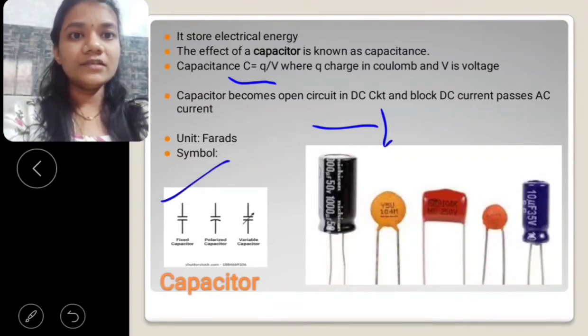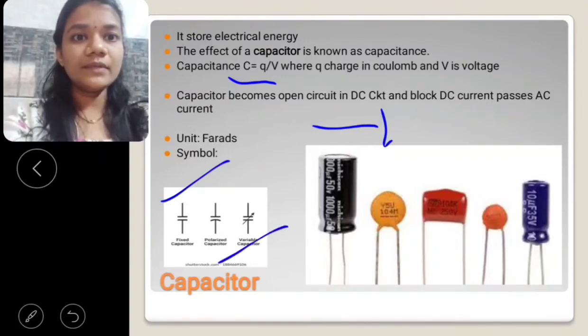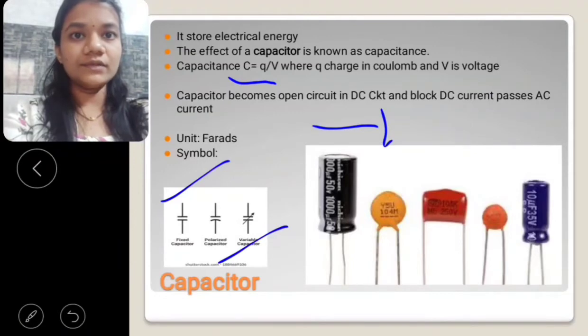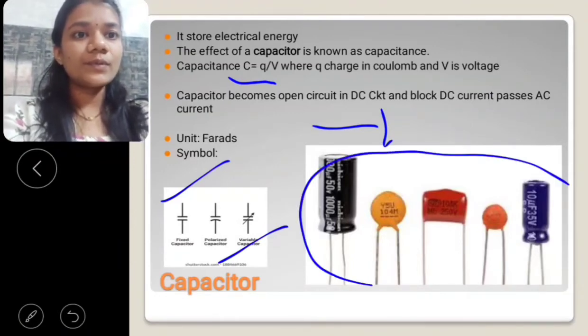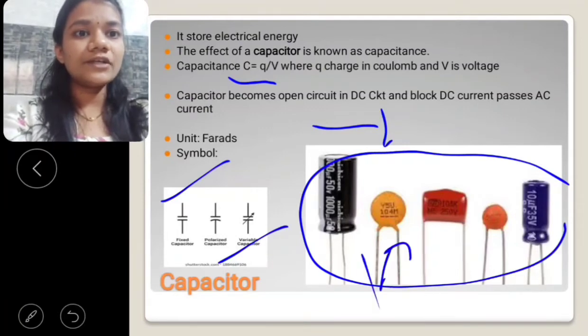Then this is the variable capacitor, and an arrow is given because it is a variable capacitor. So these are the various types of capacitor: ceramic capacitor, electrolytic capacitor.